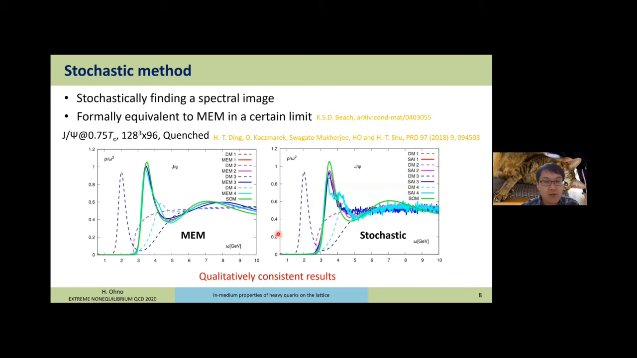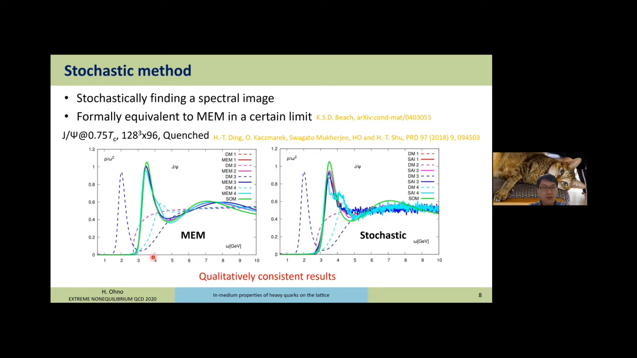And here I also briefly show another type of method, which is a stochastic method. This is also some kind of Bayesian type analysis. Basically, we try to use this stochastic method for our calculation, and we test it. This is our result by using this stochastic method.